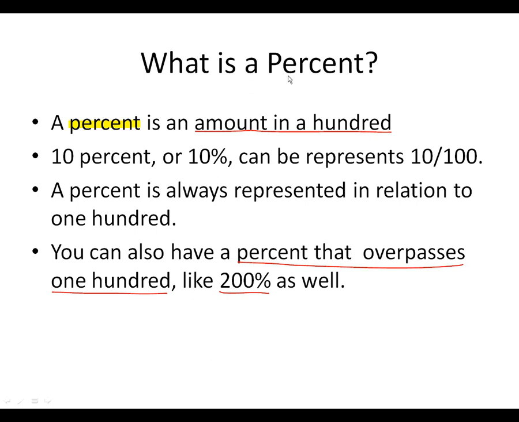What is a percent? Well, that's the million-dollar question. A percent is an amount in 100. 10%, or 10 with that percent sign, can be represented by 10 100ths. Percents can be represented as fractions or decimals, but it is always represented in relation to 100. So you can also have a percent that overpasses 100, like 200% as well. But like you always say on a game, you give it your full 110%.